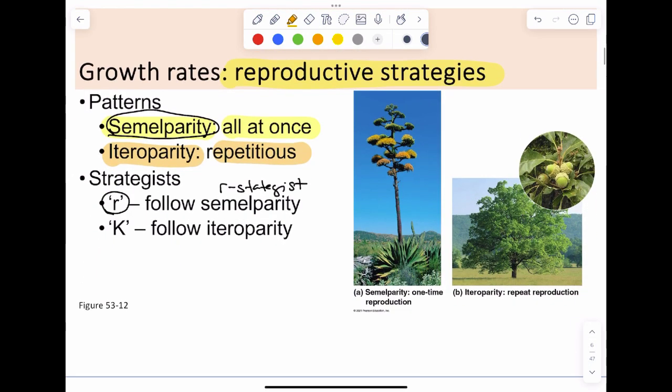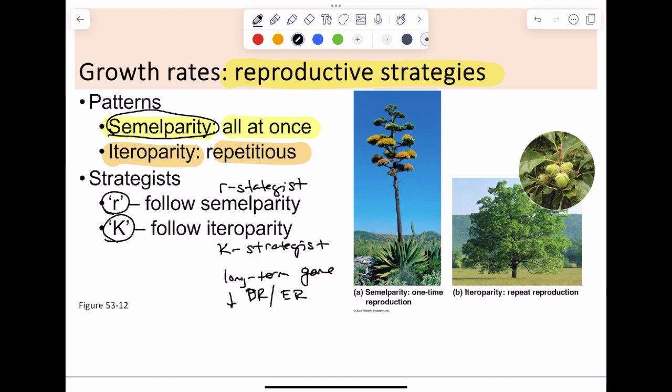The other option, those iteroparists, are what we refer to, and this doesn't make sense yet, but it's called a K strategist. This is a long-term game for them. What they're trying to do is minimize the death rate and the emigration rate. They're playing to different sides of growth. And we'll deal with what the K means in a moment. R makes sense. K is kind of weird.